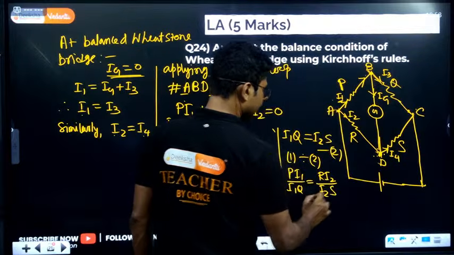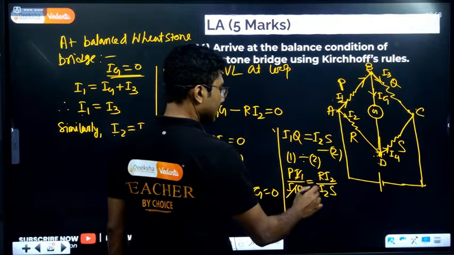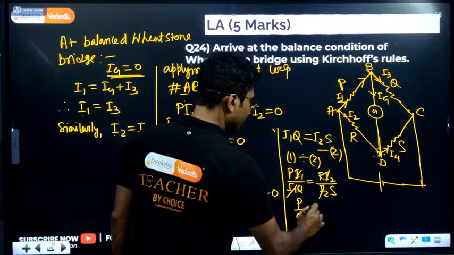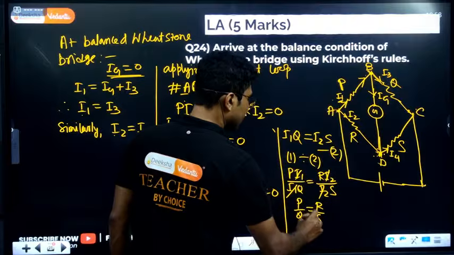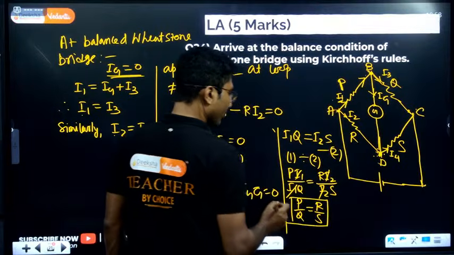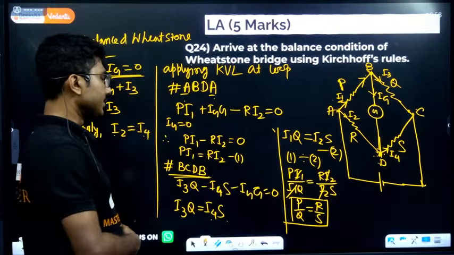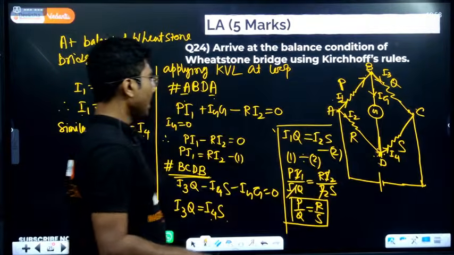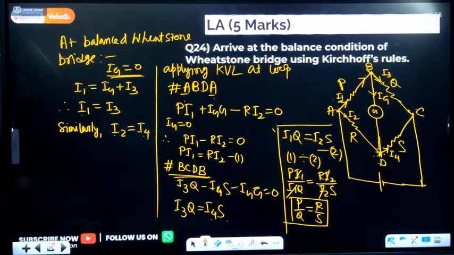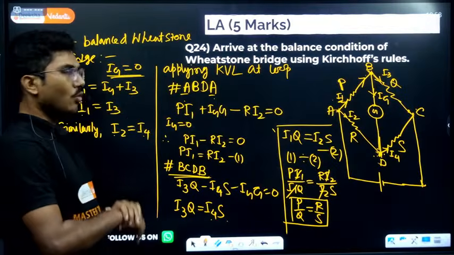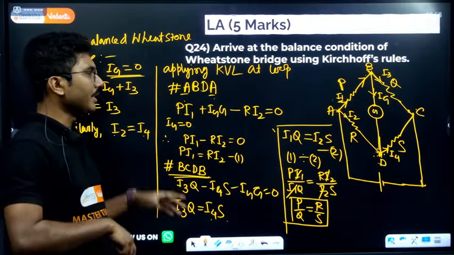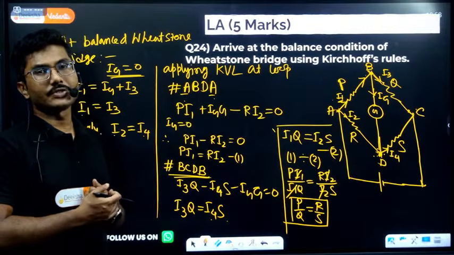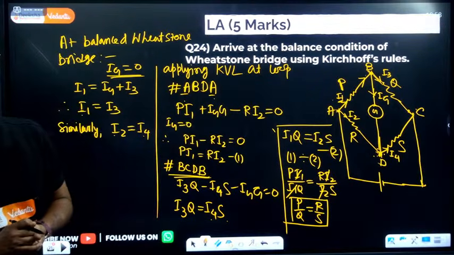I2 into S. Okay, I1 cancels, I2 cancels, and we get P upon Q equals R upon S. This is the balanced condition for Wheatstone bridge. P upon Q is equal to R upon S. Okay, easy derivation, simple derivation, one of the shortest derivations that I have done. If you are using any other books or any other reference, or even the NCERT derivation, that is much longer.